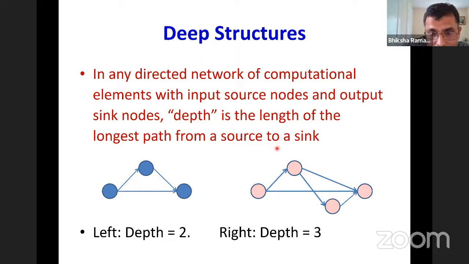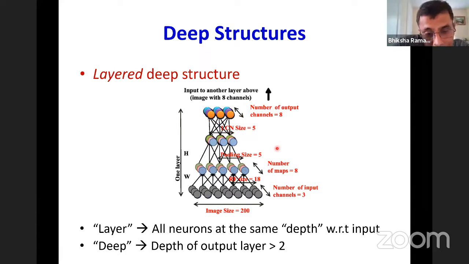Here's how I'm going to define a layer. I'm assuming that the input is also a layer, and the input can be considered as a single node. Then a layer of neurons is the set of all neurons that are at the same depth with respect to the input.